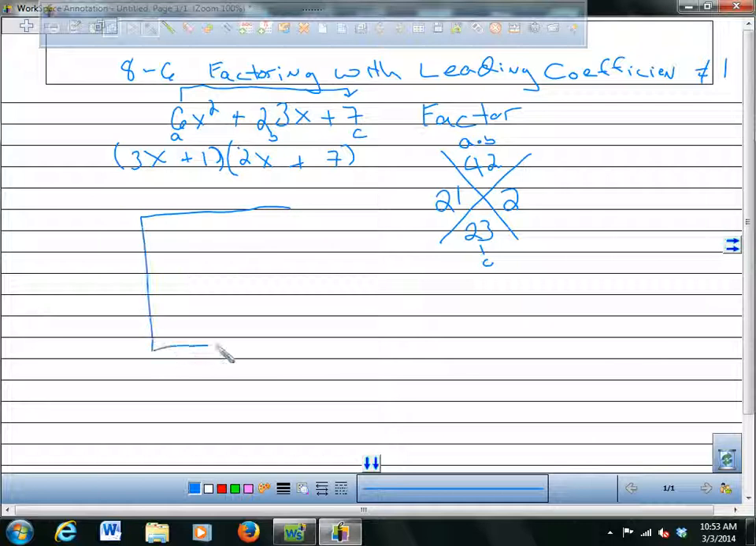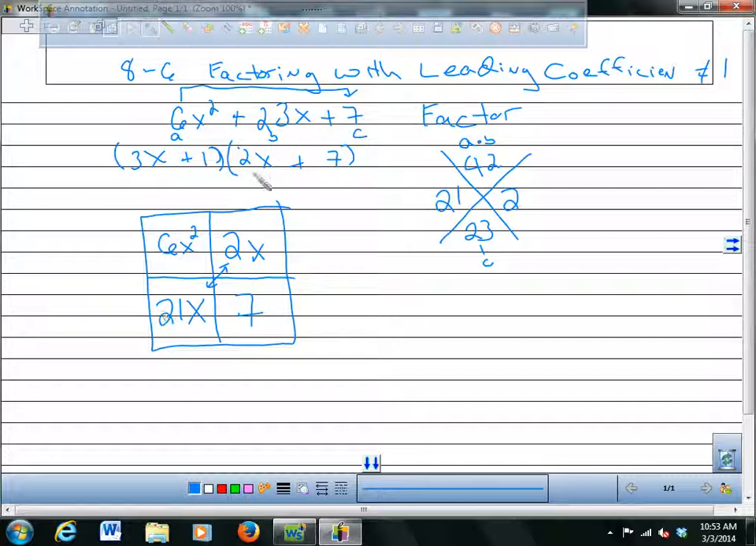You draw a box, okay? And in these boxes, I rewrite this polynomial in this form. I put the 6x squared up here, and I put the 7 down here, okay? And then these two things, I put the 21x over here, and then I put the 2x over here, and it doesn't matter which one you put where. Those could be in either place. Do you understand what I did?